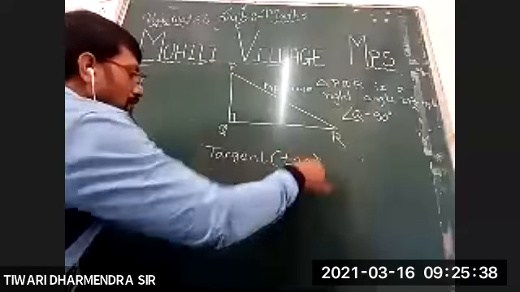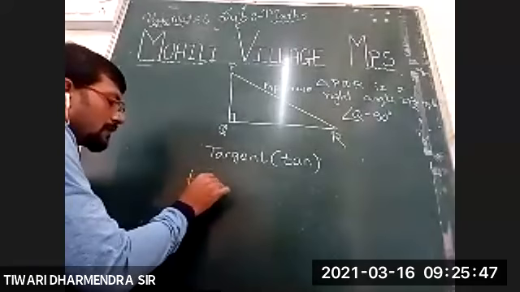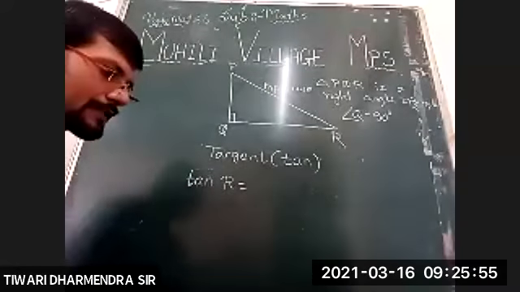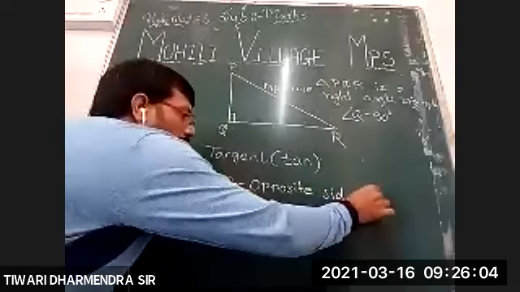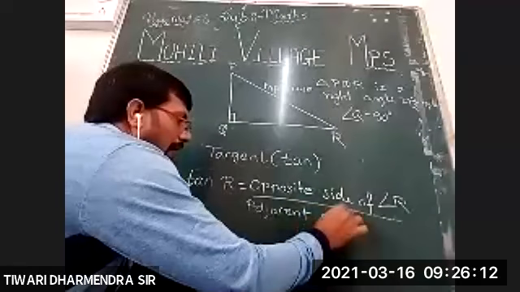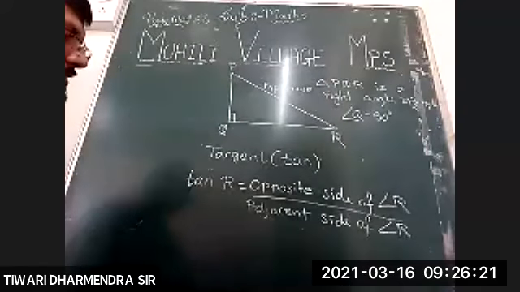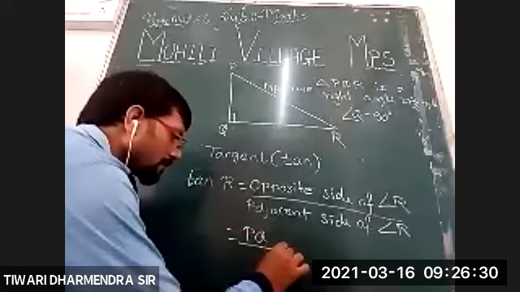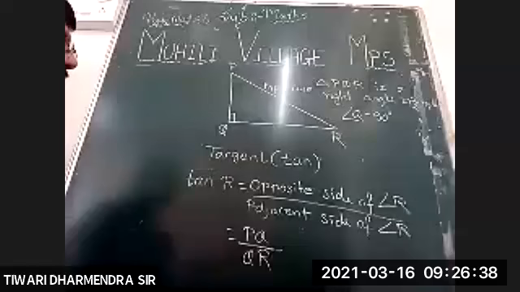Tangent means tan of. You can use a capital letter or even a small letter, no problem. I'm writing here tan of. So if they're asking us to find tan of R, the formula for tangent is opposite side divided by adjacent side. So opposite side of angle R divided by adjacent side of angle R. The opposite side of angle R is PQ, upon the adjacent side of angle R, which is QR. So PQ upon QR. Done. So this is tangent of R.